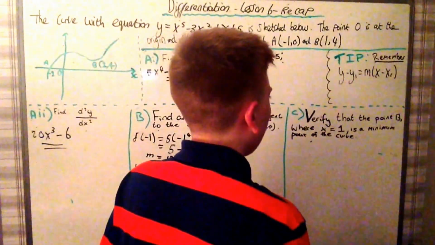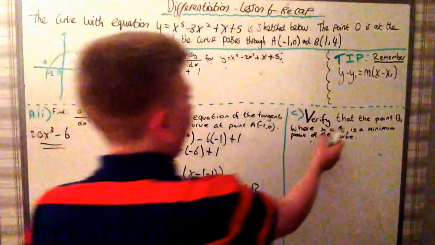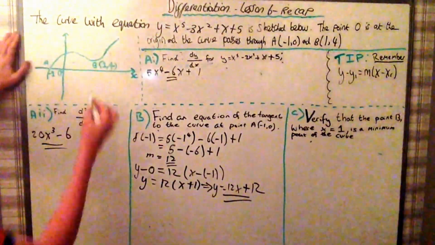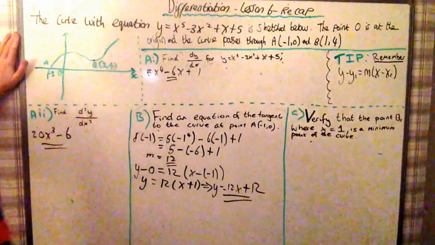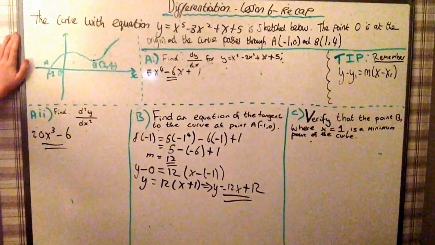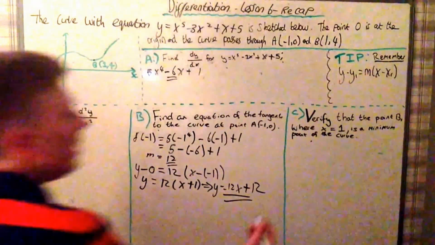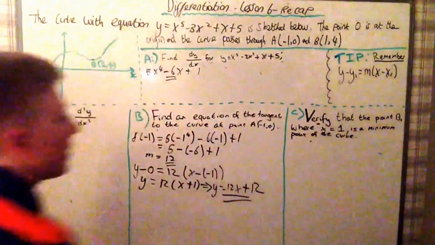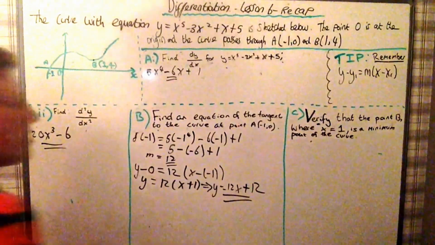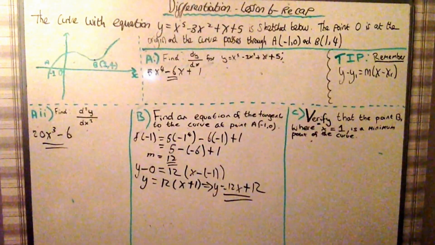And finally, the question says, verify that the point B, where x is 1, is a minimum point of the curve. Point B here. This is the point it's referring to. We've got to show it's a minimum point. Well, what is a minimum point? Hopefully you know from my previous videos, a minimum point is the same thing as a stationary point. And the key word from the question is verify. Verify just means the same as prove. It's a proof question. It's telling us to show that it's a minimum point.